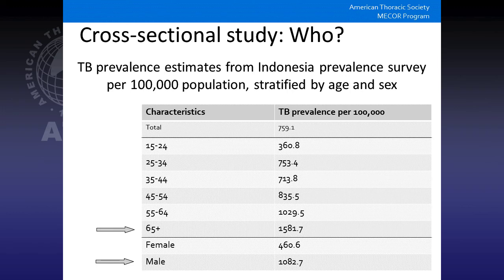So for people running programs dealing with tuberculosis in Indonesia, this is very important to know, that the hot spot, so to speak, the place where the disease is really wreaking havoc, causing most problems, is going to be in older individuals and also in males. And so that will have implications for the program design, resource allocation, etc.